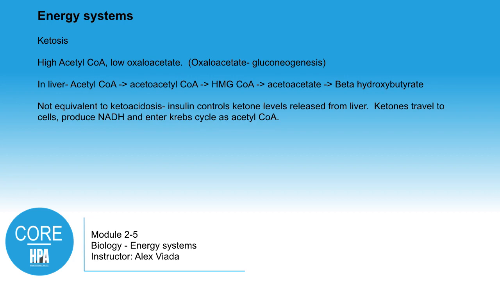Now, these ketones, as they are released from the liver, travel to cells, produce NADH, and enter the Krebs cycle as acetyl-CoA. In a nutshell, that's all ketosis is. Low oxaloacetate because of glucose needs, high acetyl-CoA because of the presence of fat, which, if we think about it, is pretty consistent with ketogenic diets. So those are the basic ways in which your body can generate ATP.